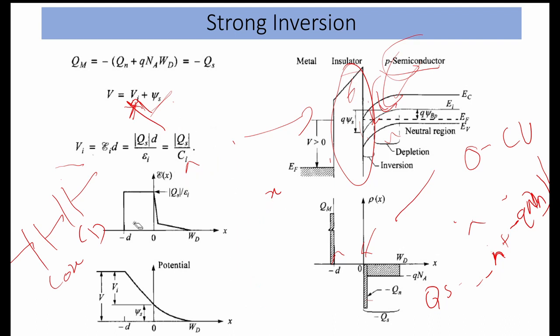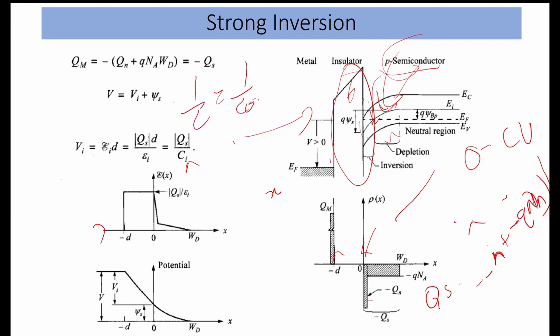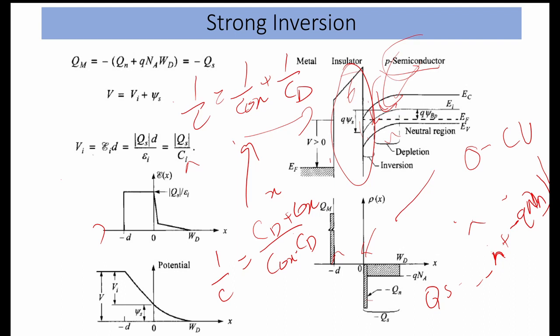And the total capacitance C can be written as 1 by C is equal to 1 by COX plus 1 by CD. From here what we can see is 1 by C is equal to CD plus COX divided by COX into CD. Okay, so this is the thing. And now COX by C, or C by COX.